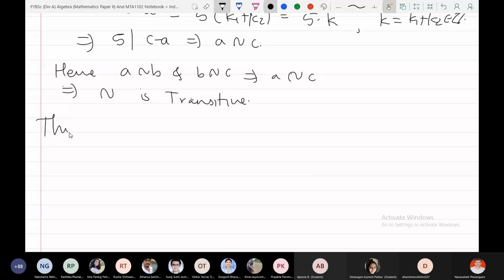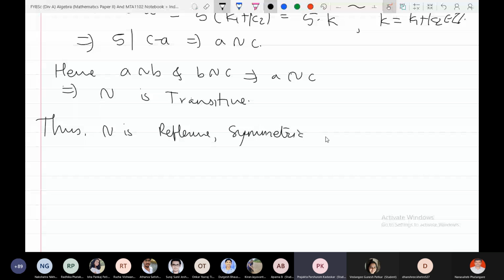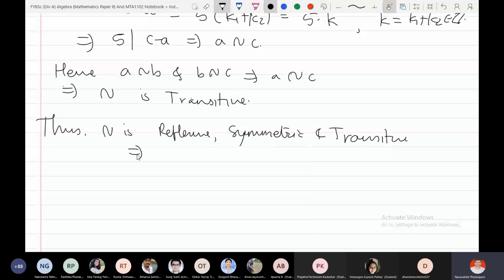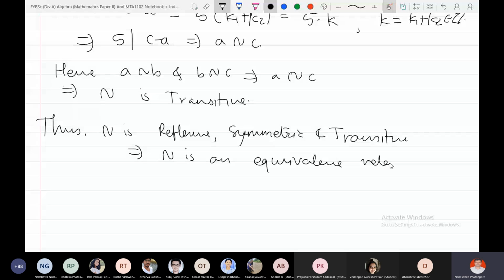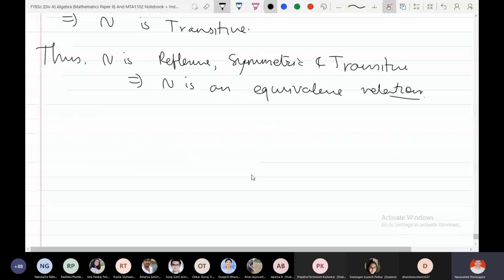Thus, the relation tilde is reflexive, symmetric and transitive. Yes. Therefore, it is an equivalence relation. Right? Fine. So this relation is an equivalence relation.